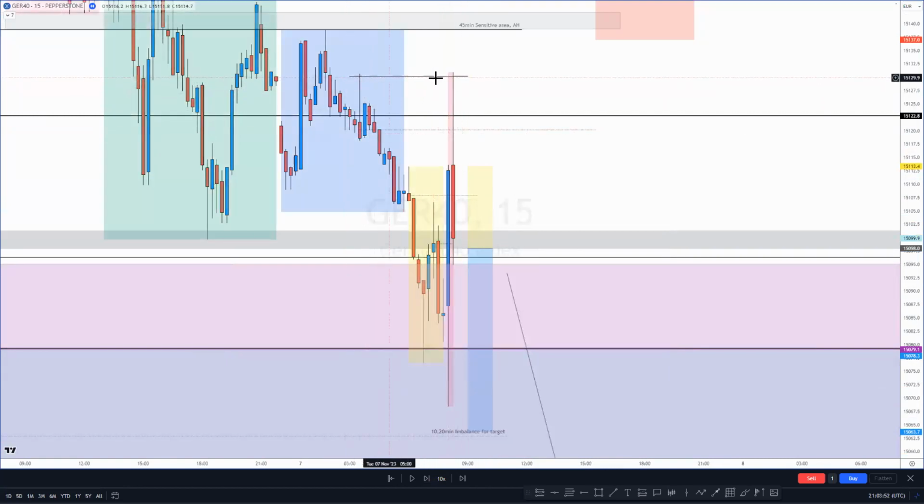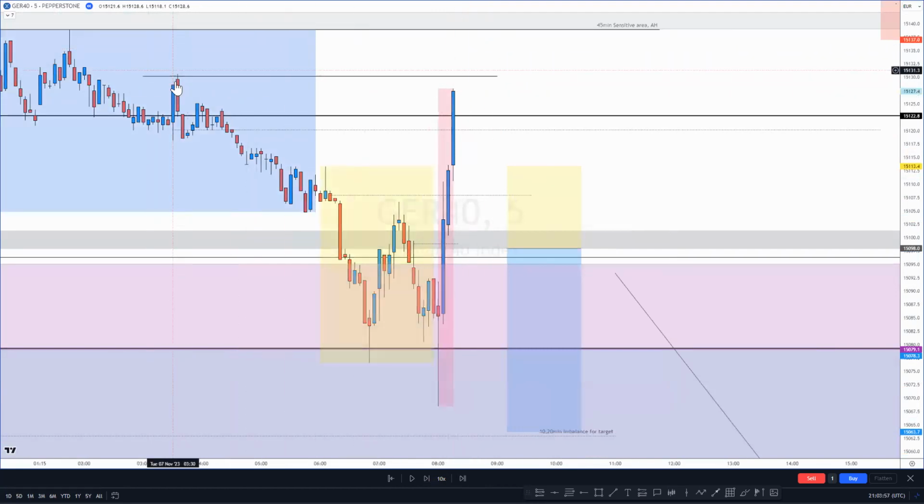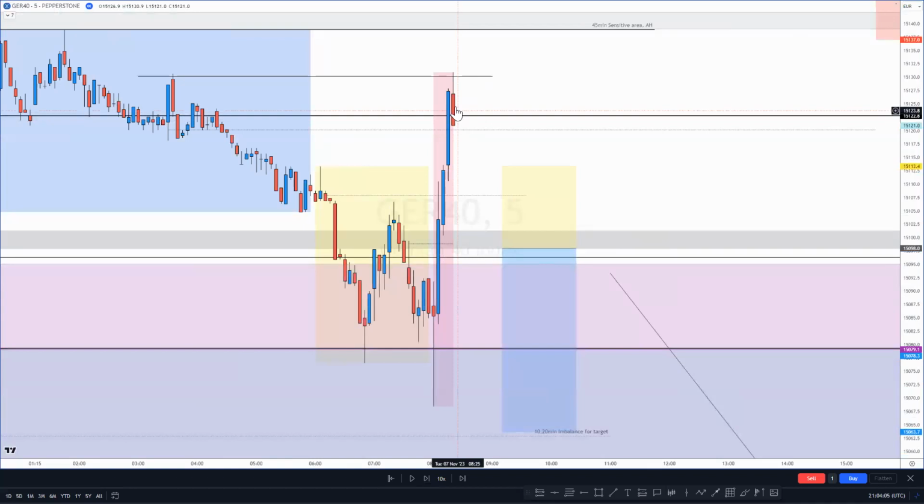Oh, wait, where is that rejection? Anyway, I had it up here. What was that based on? Some line, some reason I had that line there. Can't quite recall right now. And then we had the 5 minute candle that closed bearish.